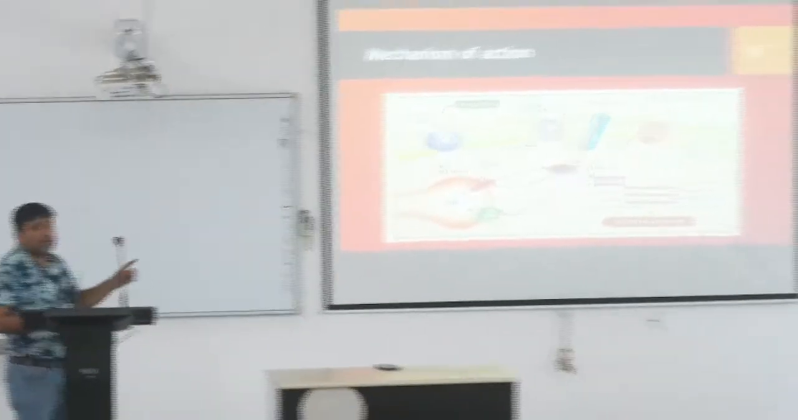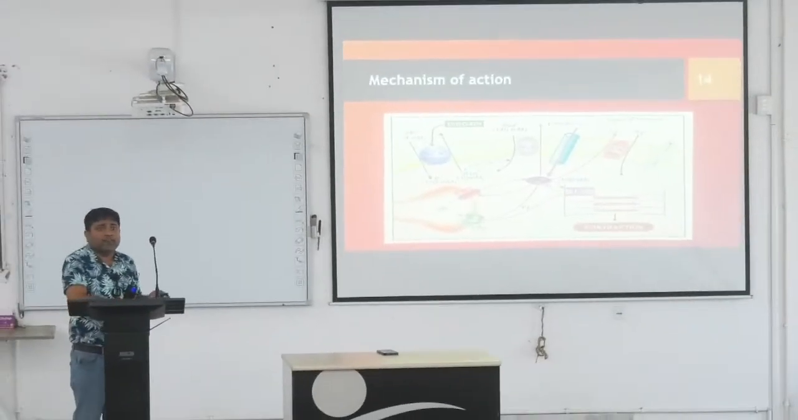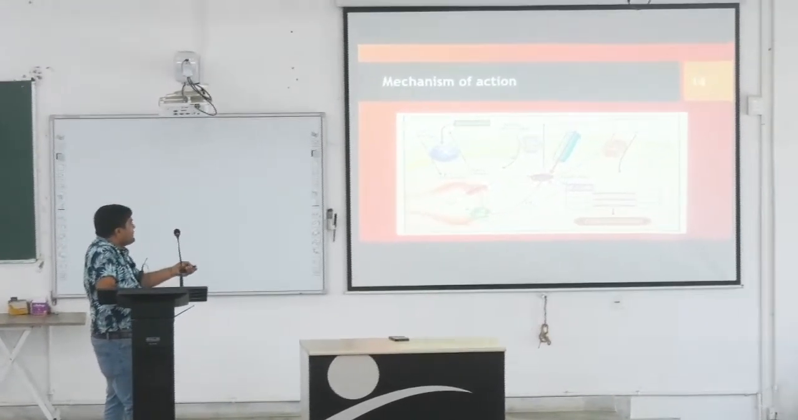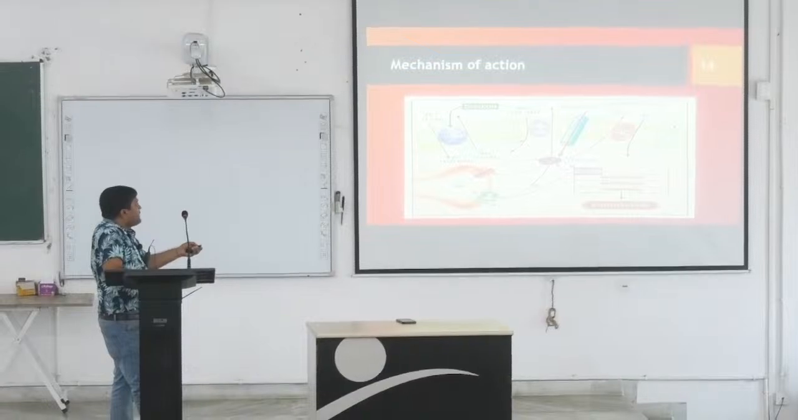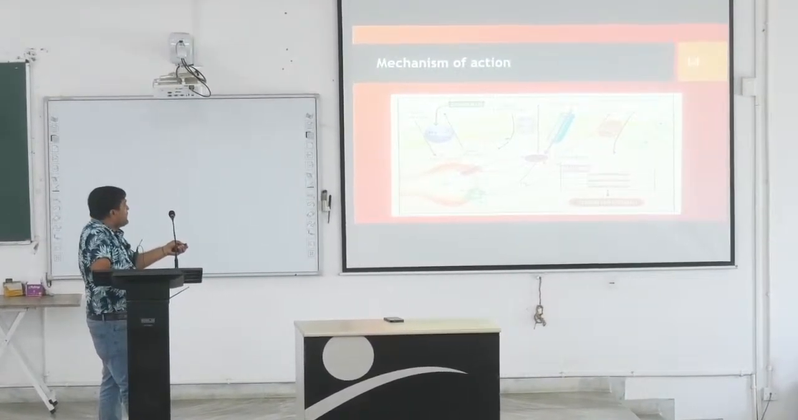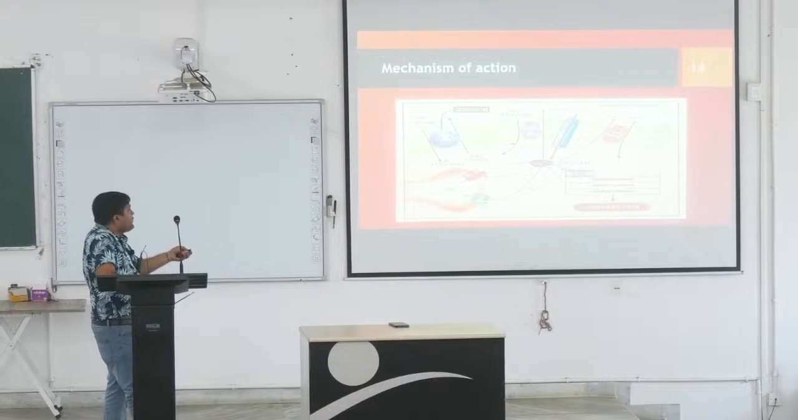Now, this is a schematic diagram showing the mechanism of action of digitalis. This is a myocardial fiber. At the membrane level, it contains the sodium potassium ATPase pump. Digoxin binds to the extracellular phase of the sodium potassium ATPase and inhibits this enzyme.